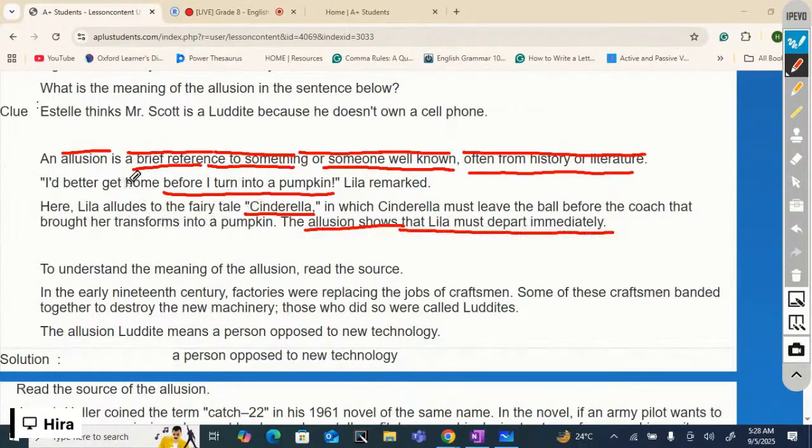But instead of writing, I should get home or I should depart immediately, she uses these words, before I turn into a pumpkin. See, she alludes to this fairy tale. She uses a brief reference to something from literature. So, this is a writing technique in which we can give a brief reference to something or someone from history or literature.